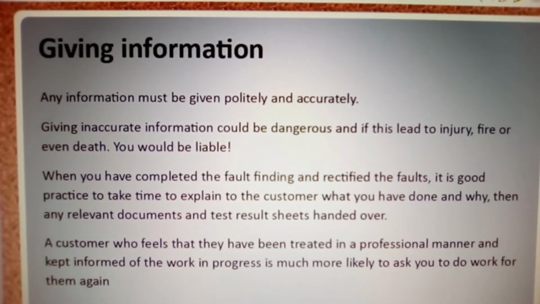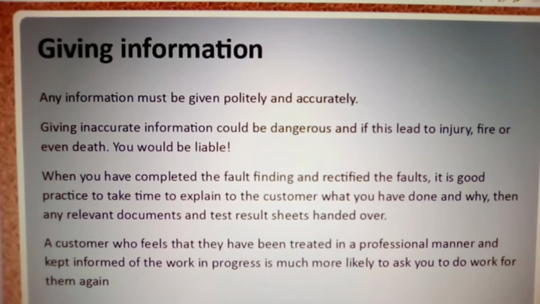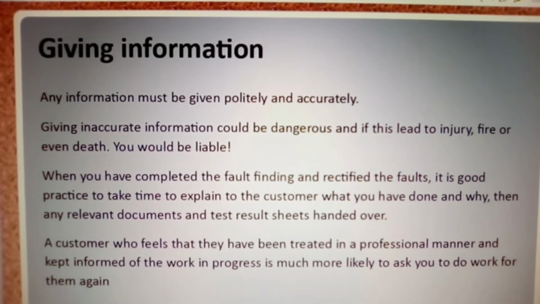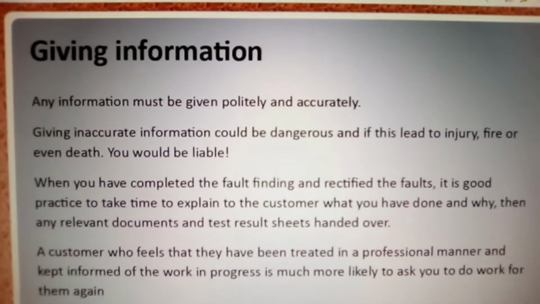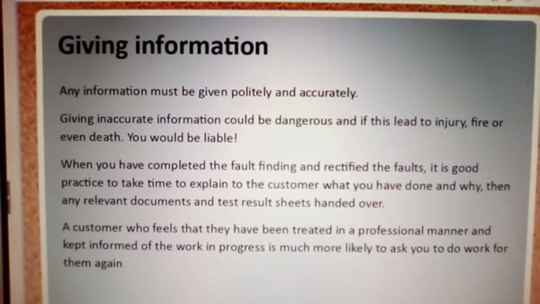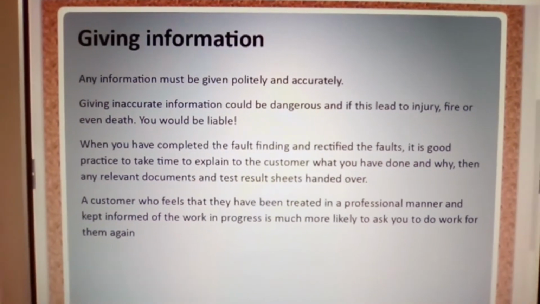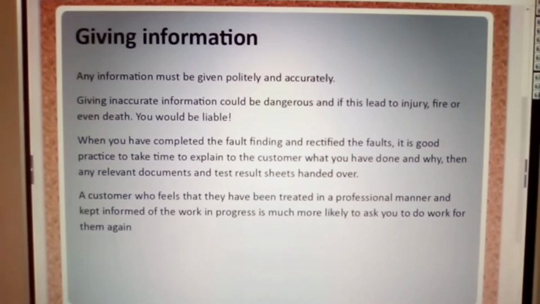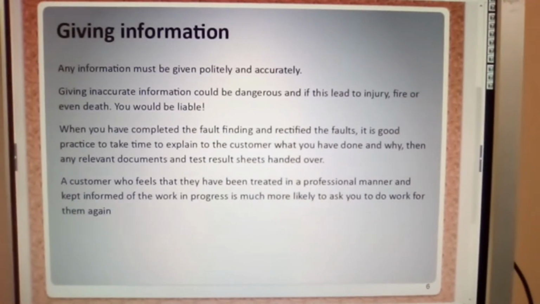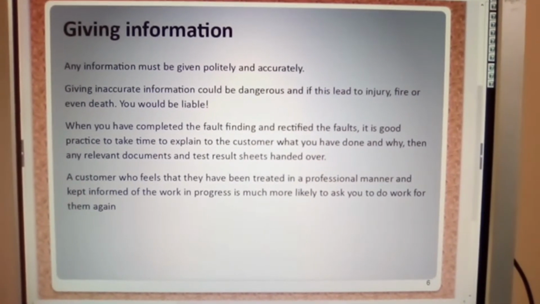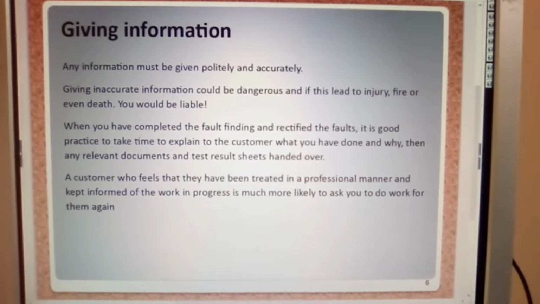Giving inaccurate information could be dangerous, and if this leads to injury, fire, or even death, you would be liable. Okay, bear that in mind. You are now held responsible for your actions or inactions, whichever the case may be. You are the engineer. Make sure you're compliant with all current regulations at all times. It is your job. Get it done.